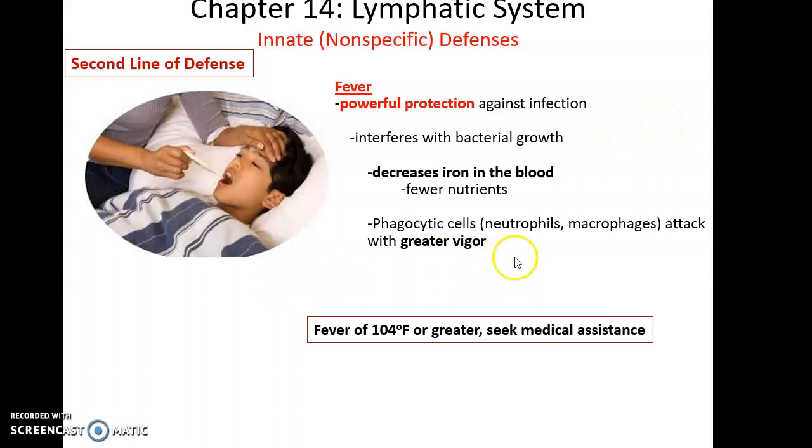And then, of course, we have the phagocytic cells, macrophages, neutrophils. Turns out they are actually slightly better when they are at a higher functioning in an environment with a higher temperature. So when we have a fever, our neutrophils and macrophages are better at doing their job. And so fevers are caused by our own body to try to fight infections. Now, of course, a fever can get too high. So if someone has a fever of 104 degrees Fahrenheit or greater, you should definitely seek medical assistance immediately. And that is it for this part of chapter 14.